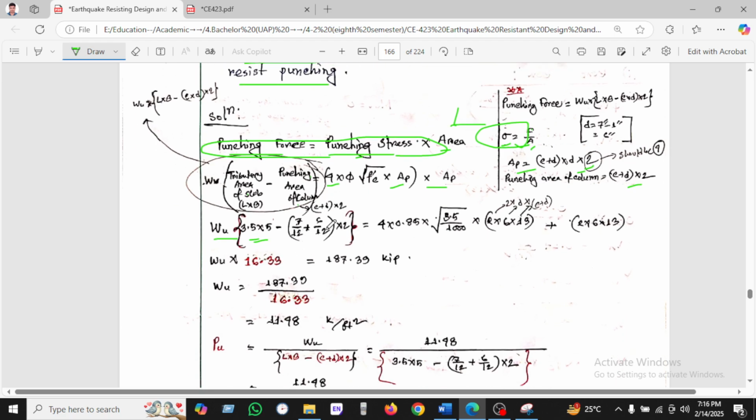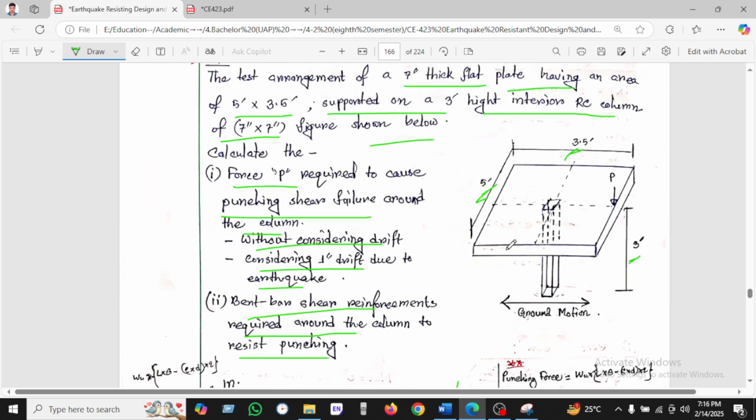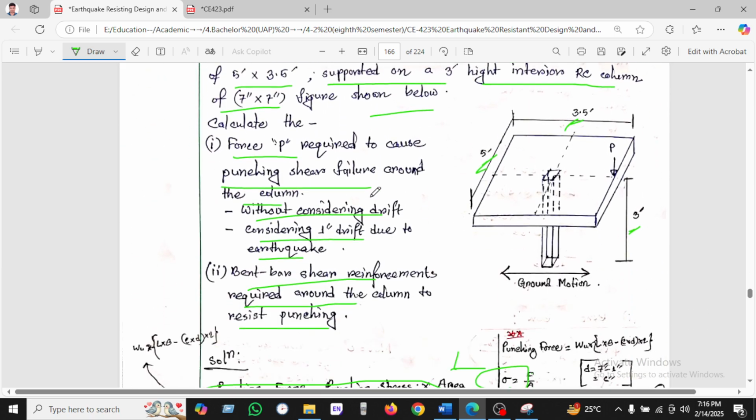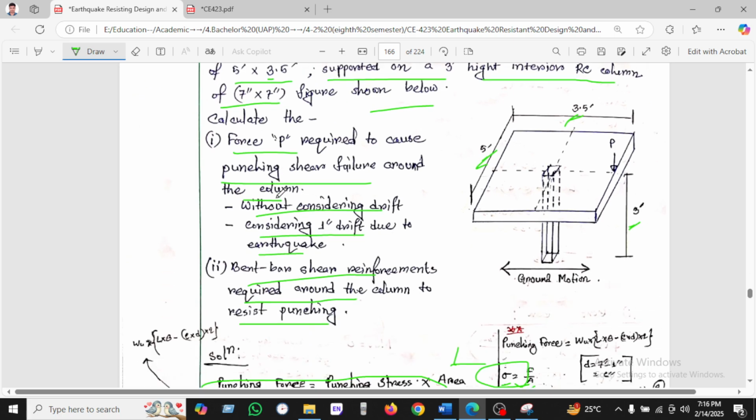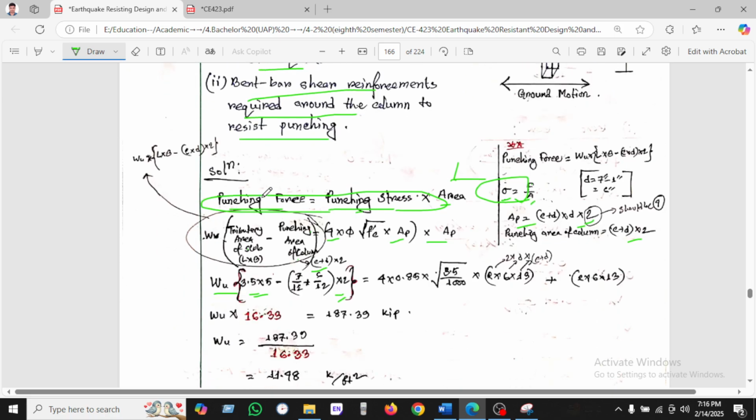And the punching area we know: 7 divided by 12 into 6 divided by 12 into 2, which is C plus D into 2. As we know, the C is given here. The thickness C is 3.7 into 7 into 7 inches, as given.